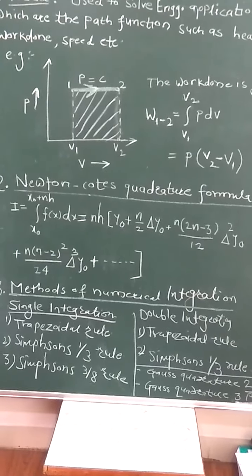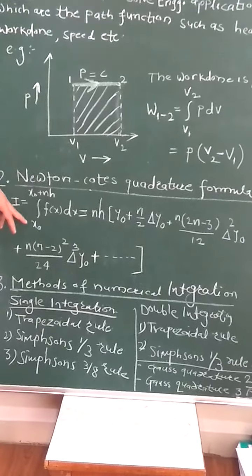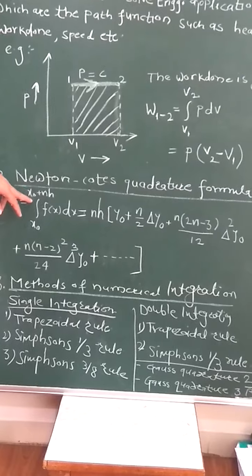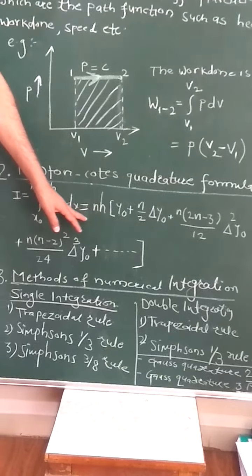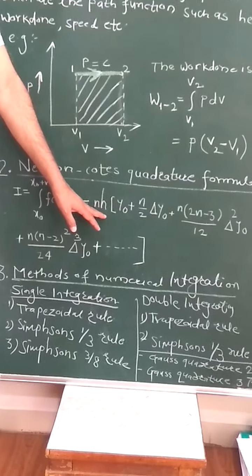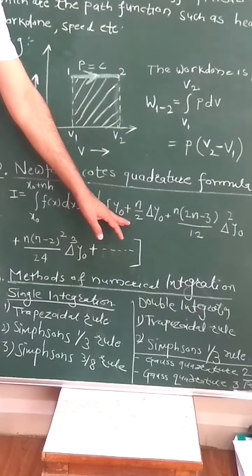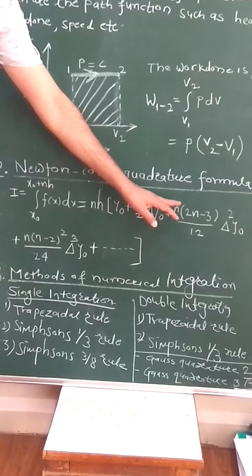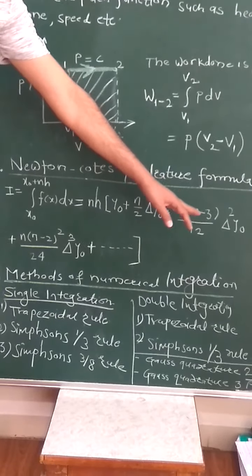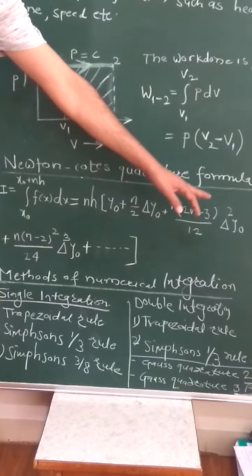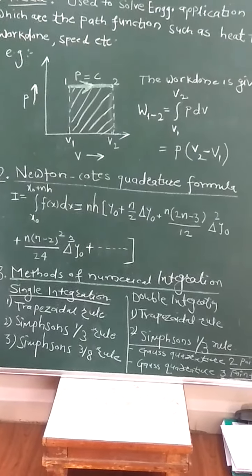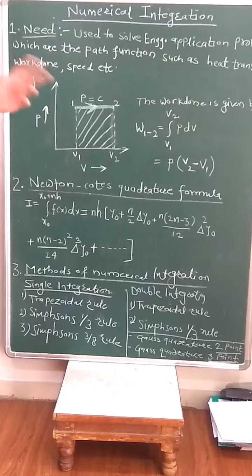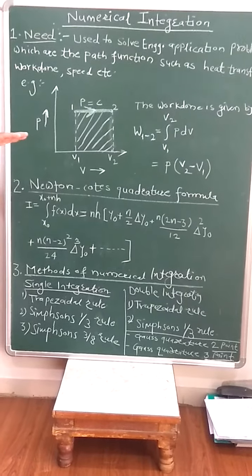Just go through that. I is equal to the integral from x0 to x0 plus nh of f(x) dx. That is, the given function is equal to nh [y0 plus n by 2 delta y0 plus n(2n minus 3) divided by 12 delta square y0]. Likewise it goes on adding terms as per Newton's interpolation forward formula.